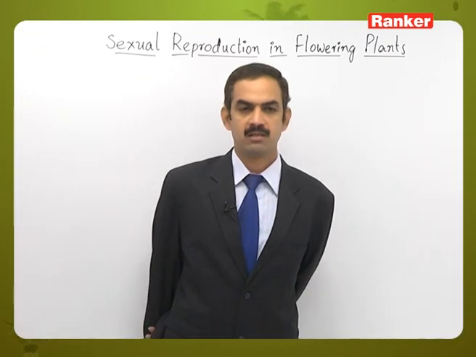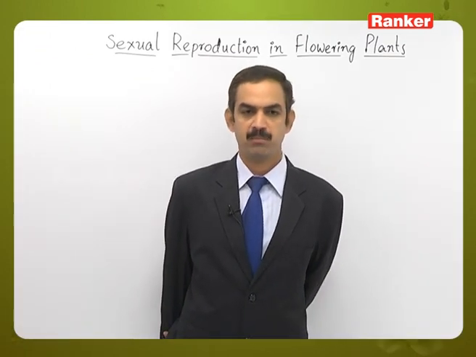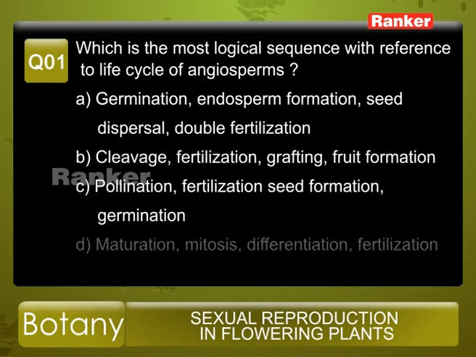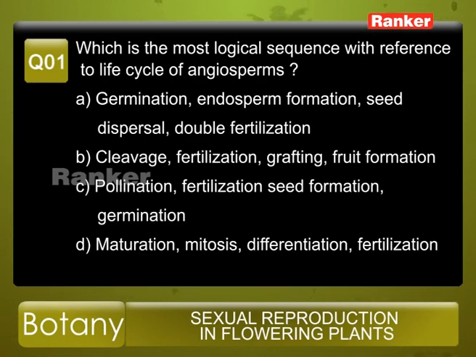The topic is sexual reproduction in flowering plants. In this question number one, which is the most logical sequence with reference to life cycle of angiosperms? The given options: A, germination, endosperm formation, seed dispersal and double fertilization.